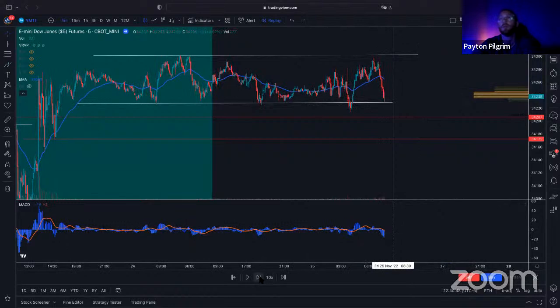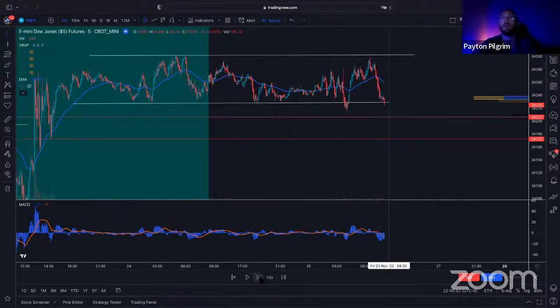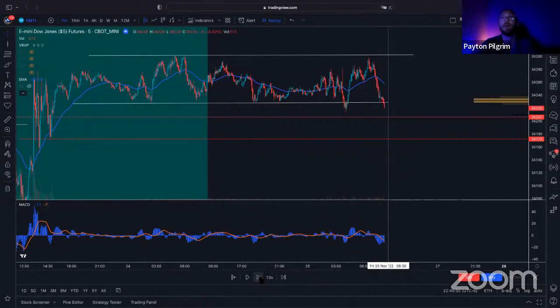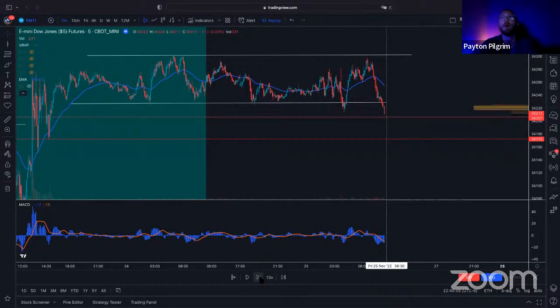We needed to show some rejection right at 8:30. And it's breaking the lows. We don't want that to happen. We want it to go up. So if it continues to break here, we'll have to look for the downside.